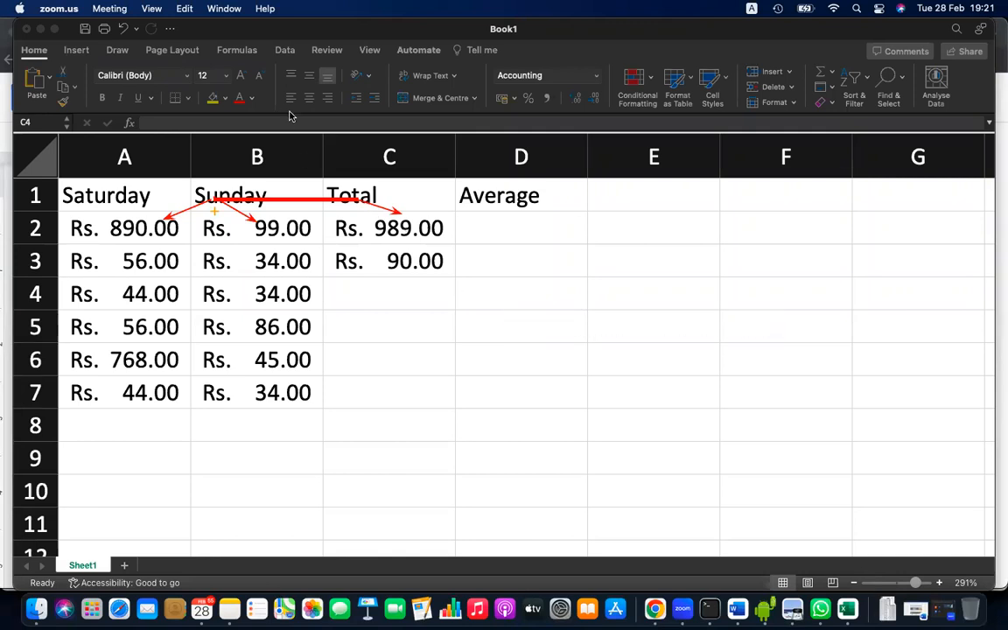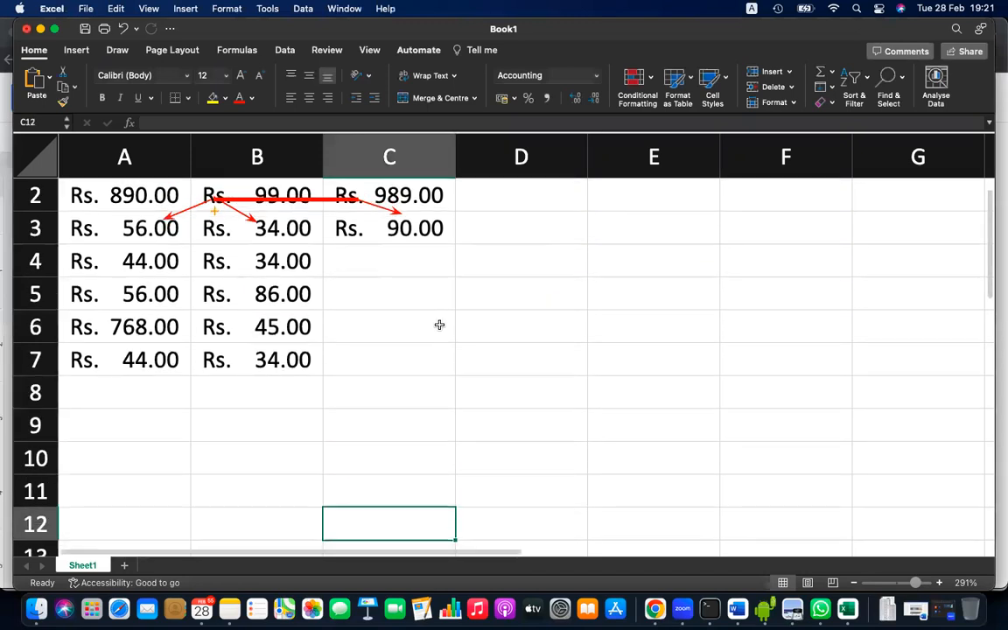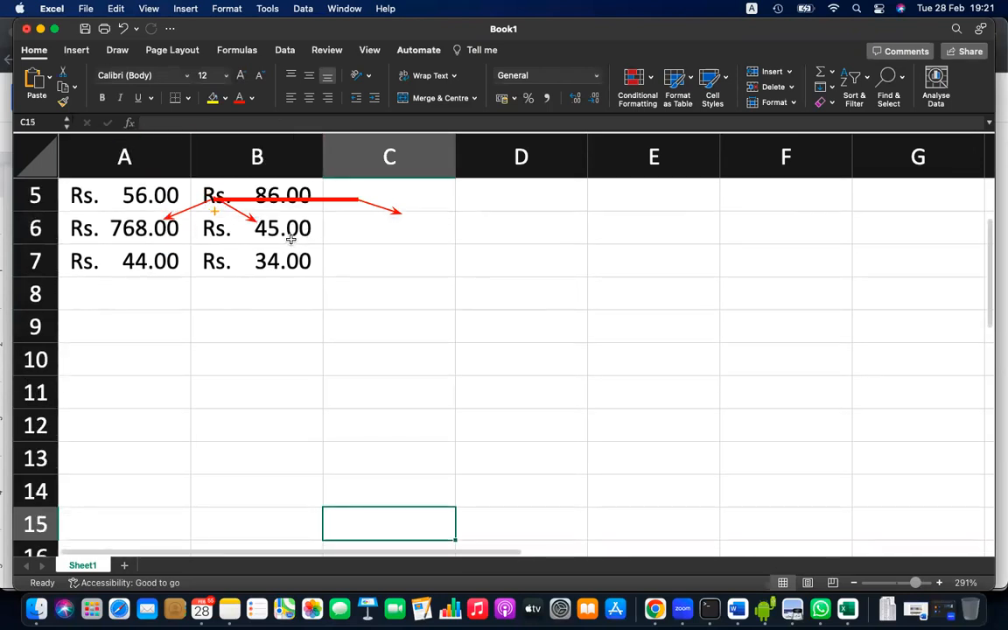When you copy this down, it will also copy the reference. That means this C3 will be generated by adding A3 and B3. Further, if you copy this to C4, what will be the formula? It will be A4 plus B4. In C5, A5 plus B5. In C6, A6 plus B6. In C7, it is A7 plus B7. Did you understand?